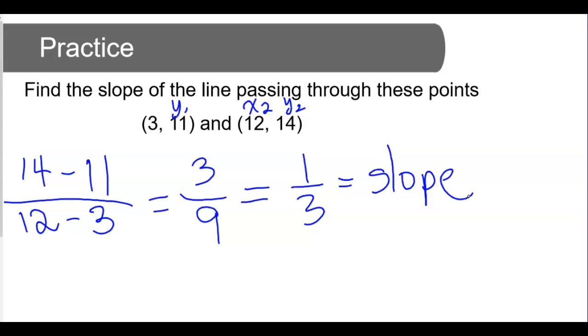So what is that saying? That's saying for this line, every time the line increases by 1 unit, it's going to go to the right by 3 units.